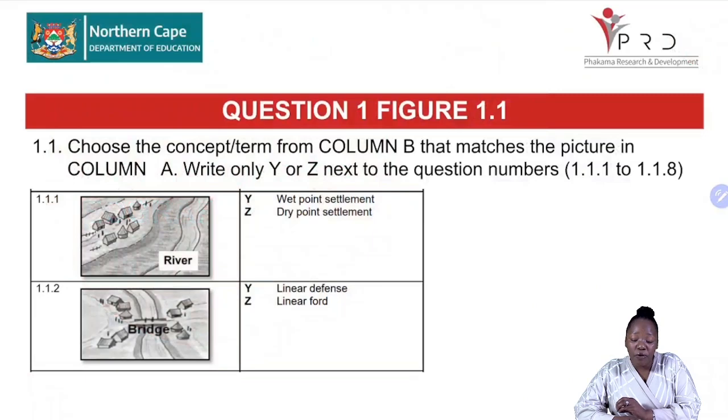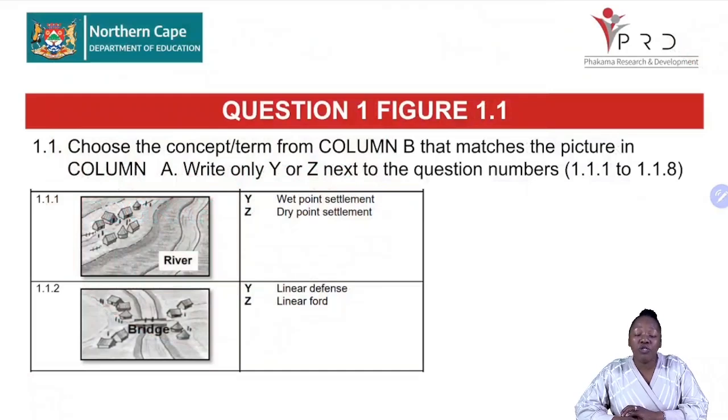You have your 1.1.1, the picture. It has a clue that it's a river. Then you need to check the position of that river so that you can identify, is it Y, your wet point settlement, or is it Z, your dry point settlement.